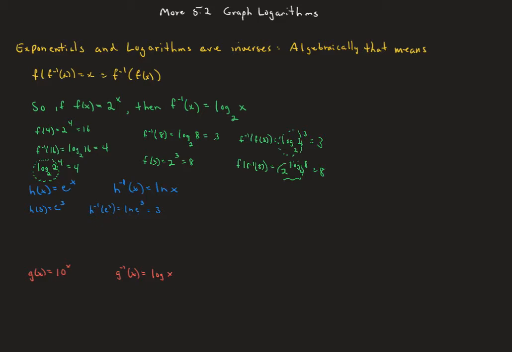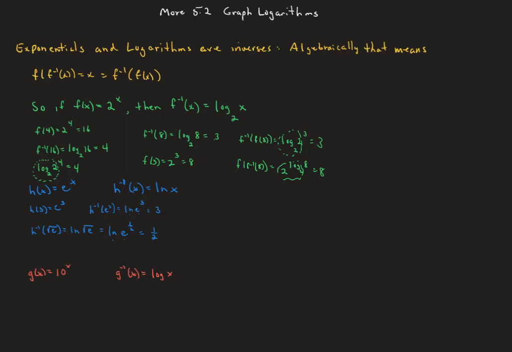Similarly, if we said what is h inverse of the square root of e, that would be the natural log of the square root of e. Now remember, we can write square root as e to the 1/2, and now you can see, again, a logarithm base Euler's number and an exponential base Euler's number are going to cancel. That's going to have to be 1/2.